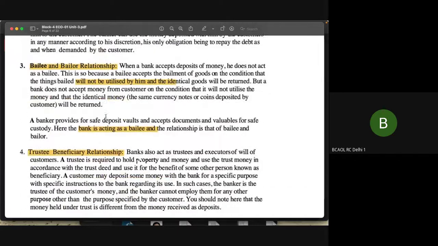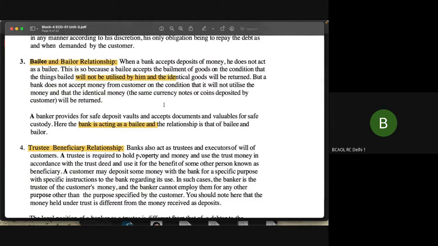Bailor and bailee relationship. It's a little bit technical, but remember, guys, last class I explained to you about possession of goods and ownership of goods. What is the difference?